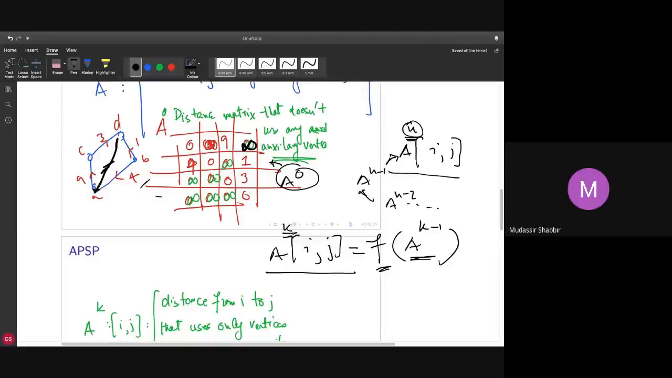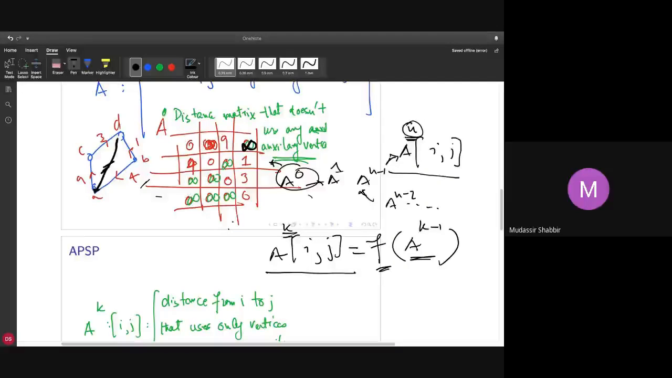So now the goal is to go from A_0 to A_1, from A_1 to A_2, and so on. Okay, that's my goal. If I can do it, I'm good, right? That's it. That's my solution. Then I can probably memoize on these A's, and then do the usual dynamic programming. Do we have any questions so far? No, sir.